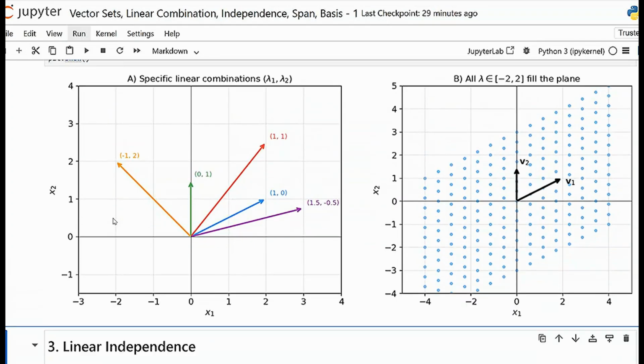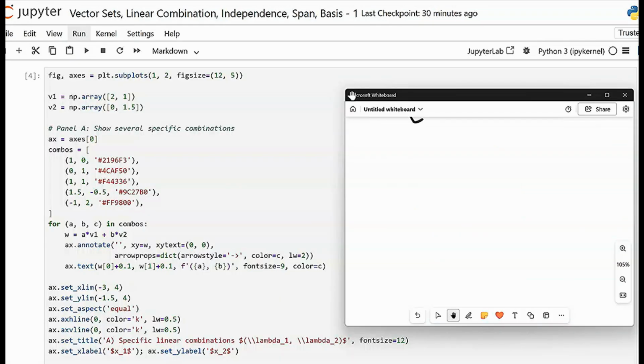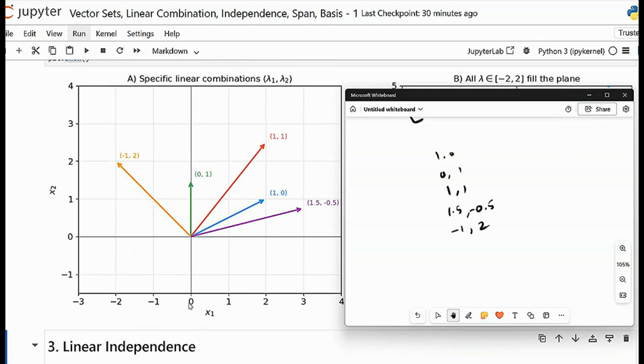So here we got the output. Kindly observe, dear friends. This panel A shows 5 specific combinations of V1 and V2. This is how each value was specified: 1 comma 0, 0 comma 1, 1 comma 1, 1.5 comma minus 0.5, and lastly minus 1 comma 2.